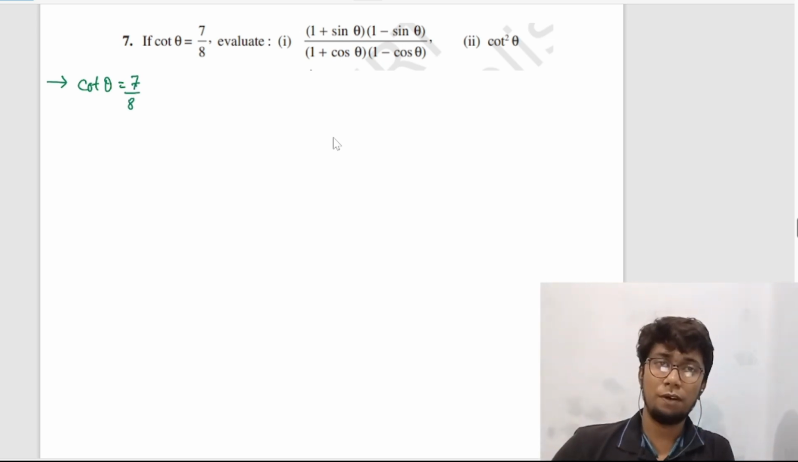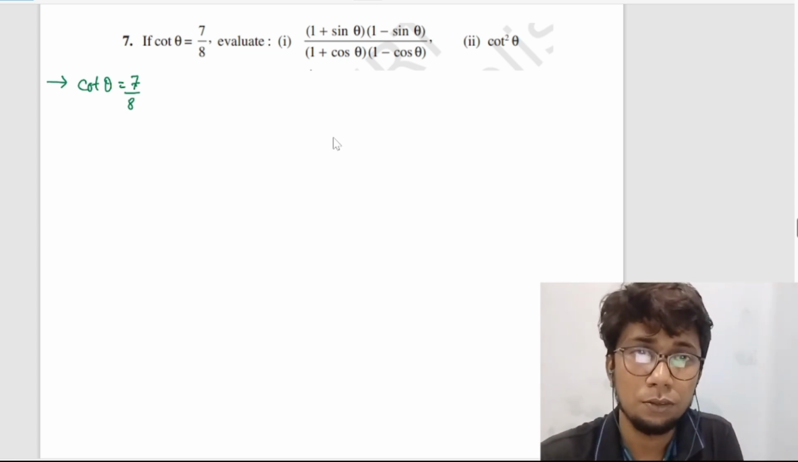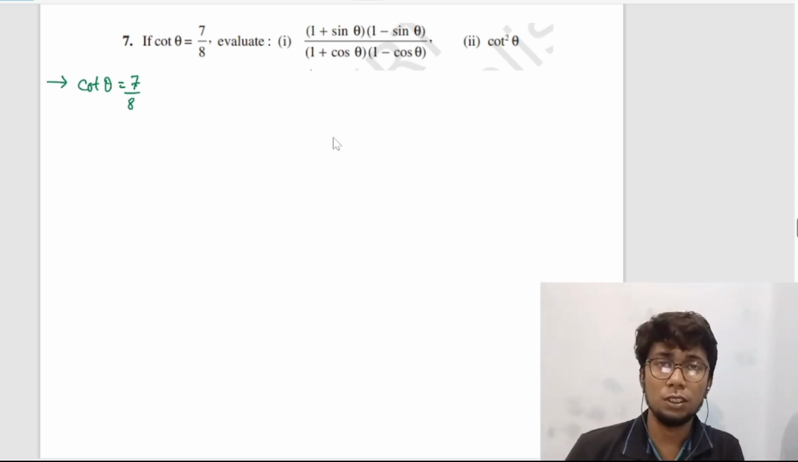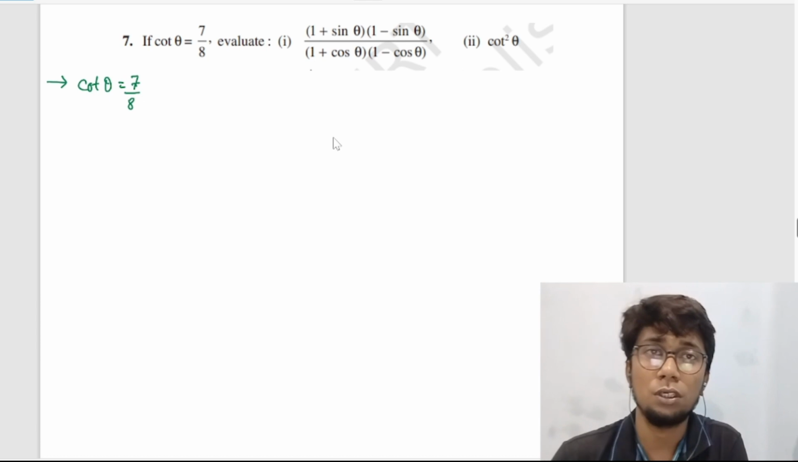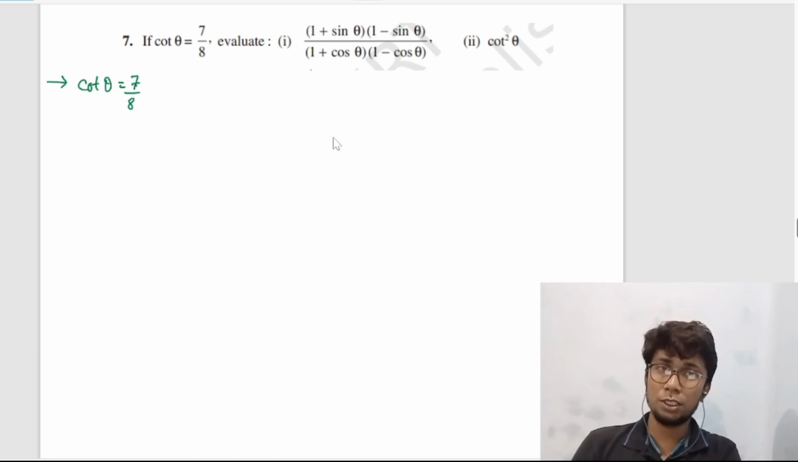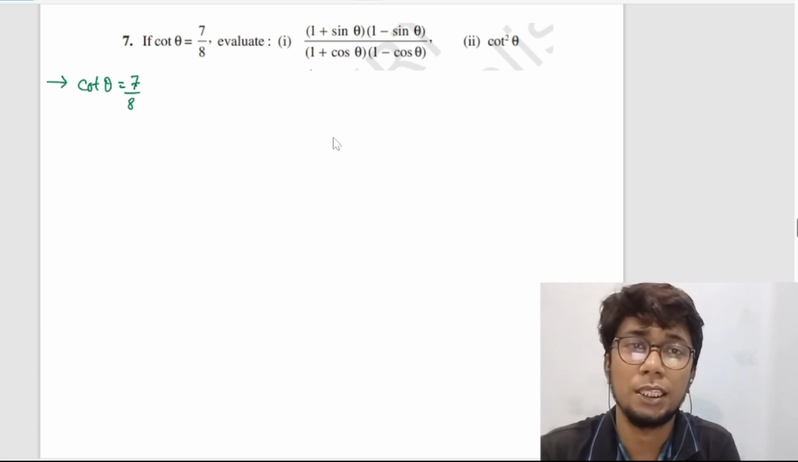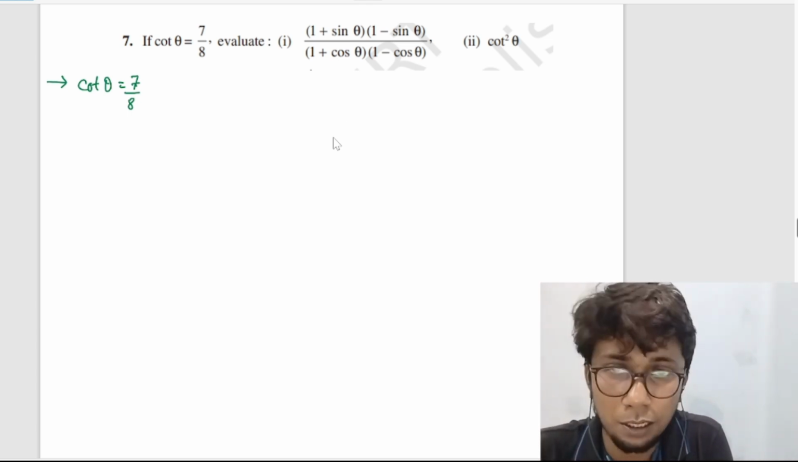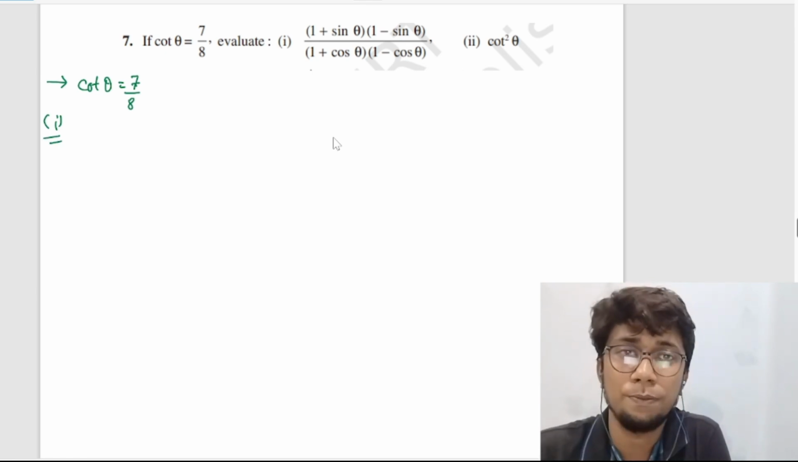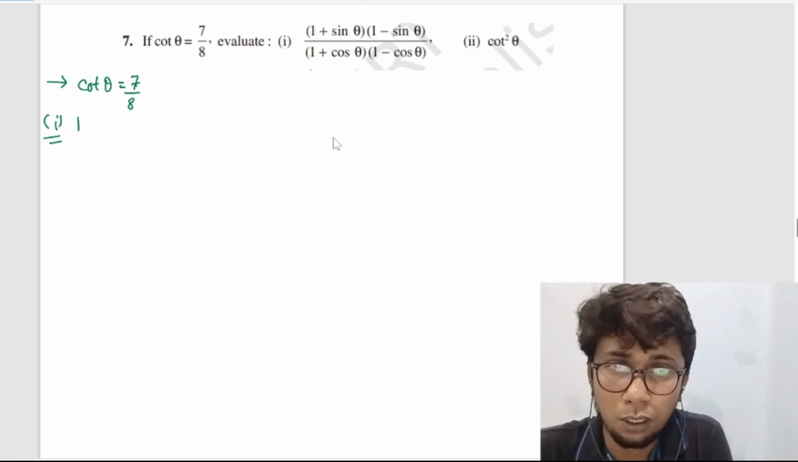All right, and we have to calculate first this one and second this one, right? So there are two methods. First, we can calculate with the help of this cot theta. We can calculate sine theta and cos theta and put it in this expression. Else, we can also try to simplify it and then evaluate the required trigonometric ratio and put it in that expression.